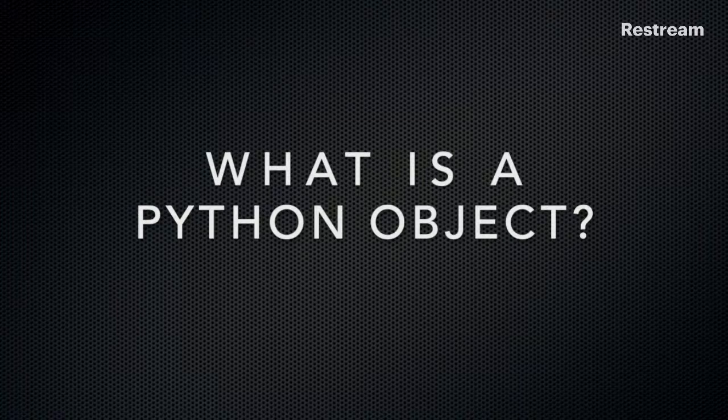Hi, today's lesson is going to be on Python objects. More specifically, what is a Python object and how can it be used? Pretty much everything in Python is an object in the sense that they can be assigned to a variable or passed as an argument to a function or method. So attributes like strings are objects.